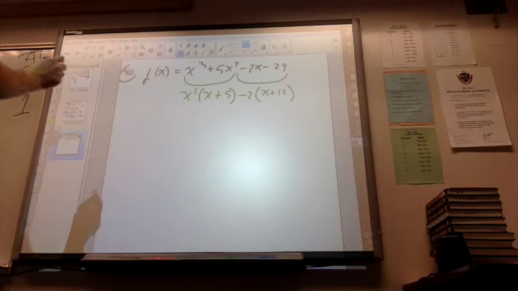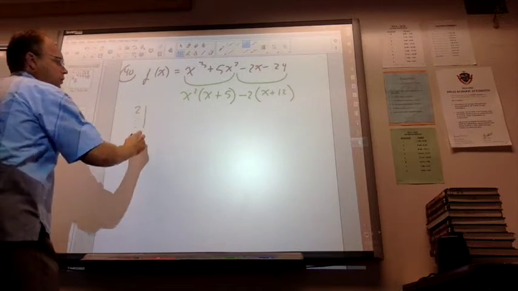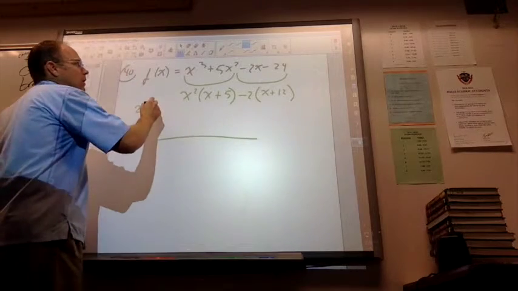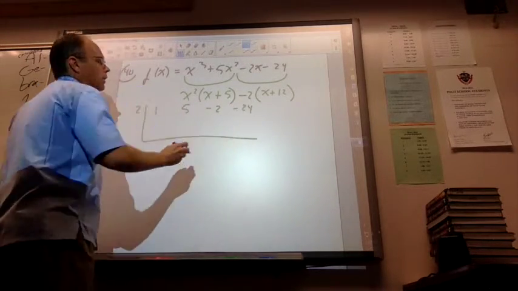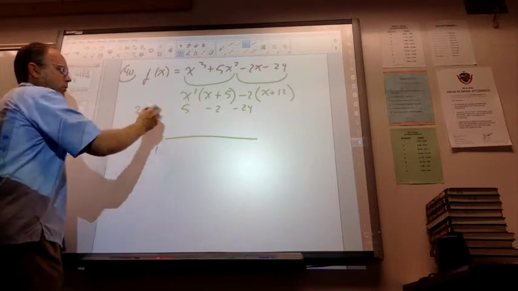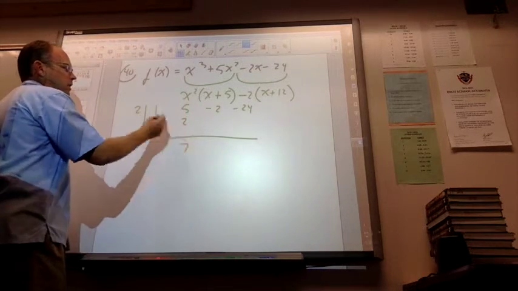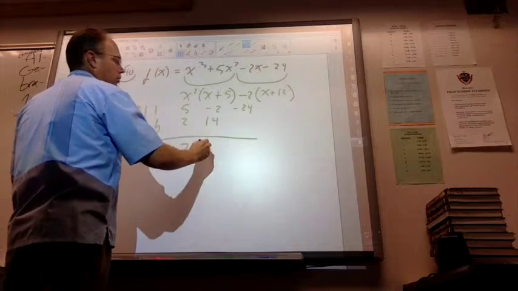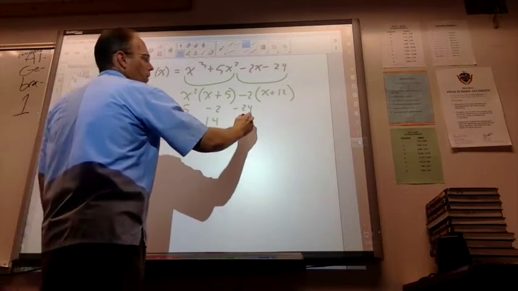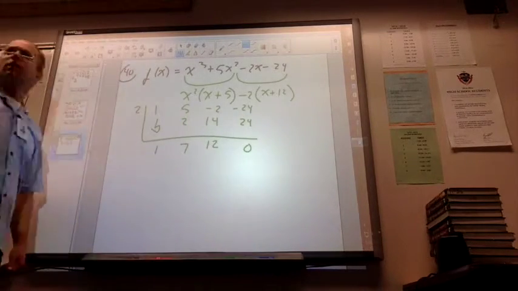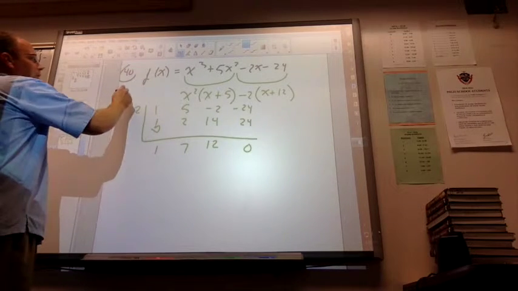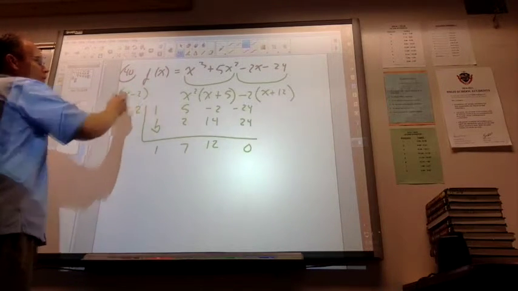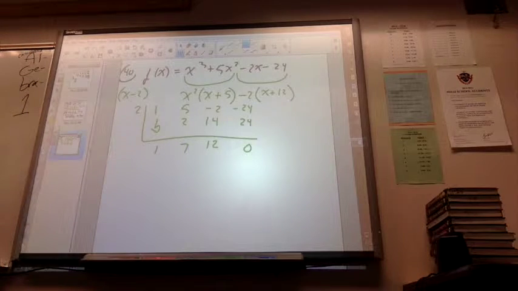So being that it looks like it crosses at 2, I'm going to do synthetic division with the 2. So I have 1, 5, negative 2, negative 24. Bring this down. 1 times 2 is 2. That's 7. That's 14. That's 12. That's 24. That's 0. The 0 there means that x minus 2 is one of the binomials of that.